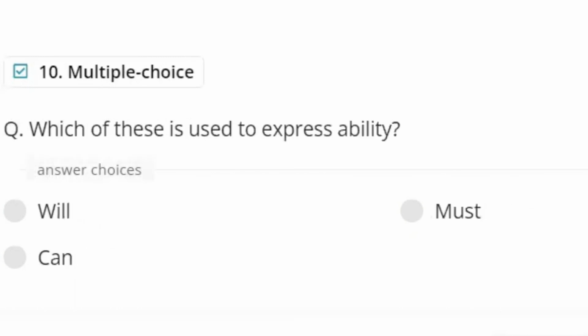Which of these is used to express ability? Will, or can, or must? For ability, present or future ability, we use, think, yes, right, we use can. Excellent. That is all, and we come to an end, my friends.